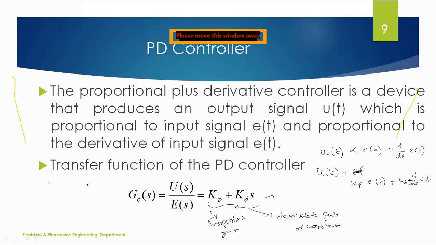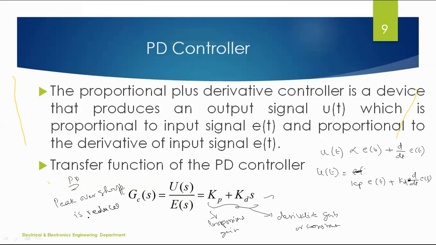Whenever we introduce this controller, the peak overshoot is reduced. So whenever we use this PD controller, the peak overshoot will be reduced.